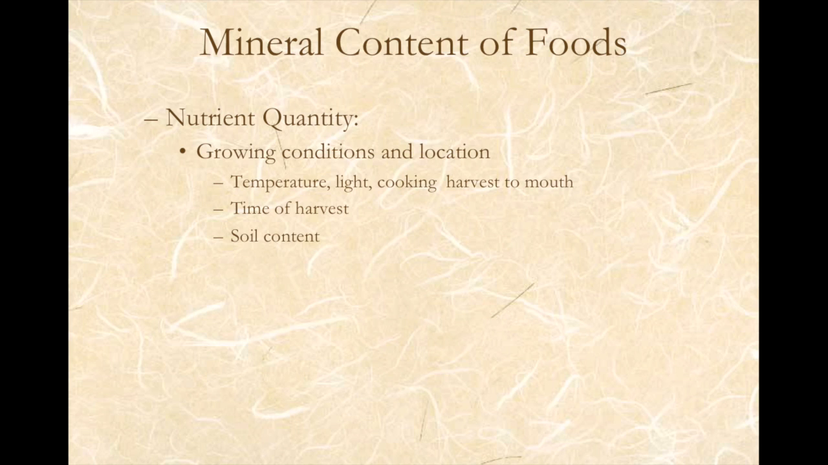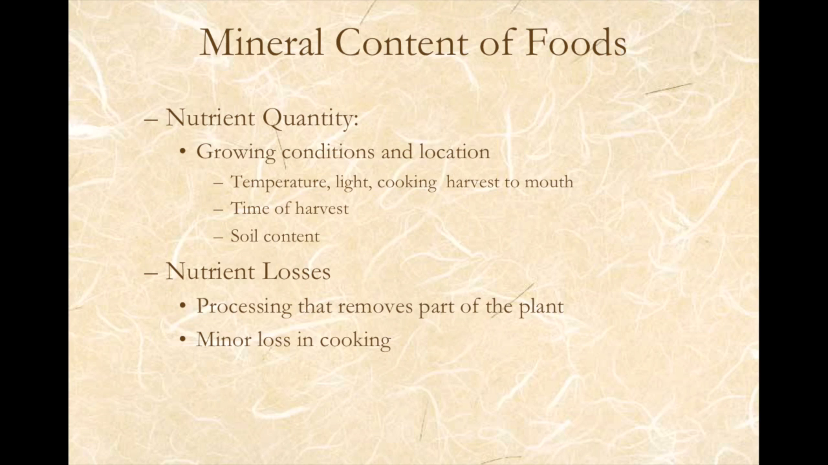So if the soil is rich in a particular nutrient, you're going to get higher quantities of that mineral in that food product. Whether it's a healthy mineral or not, we've seen this with arsenic in rice, where now we have arsenic levels too high in rice because the rice kernel itself takes up too much of the arsenic from the growing environment. Nutrient losses, now minerals are much more stable.